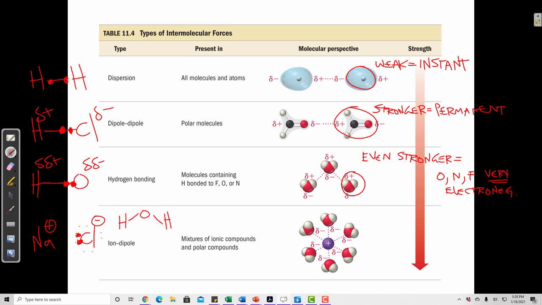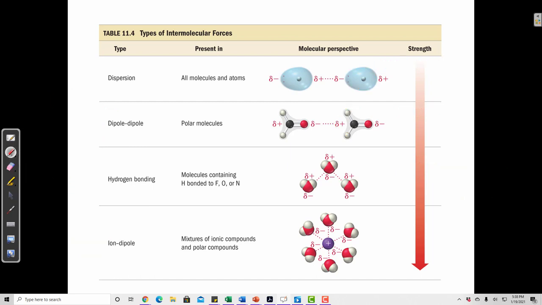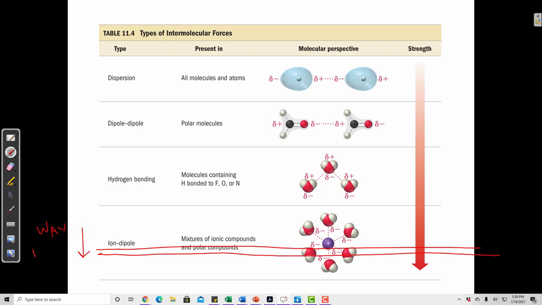Between a dipole like H, which is partial positive, and Cl minus. So this force right here would be ion dipole between the ion and the dipole. This is the strongest force of all. Now finally, if we were to add our covalent forces here, then we would go dispersion, dipole-dipole, hydrogen bond, ion-dipole, and then way down here, way down, because they're much stronger, so the much stronger forces will be ionic bond.